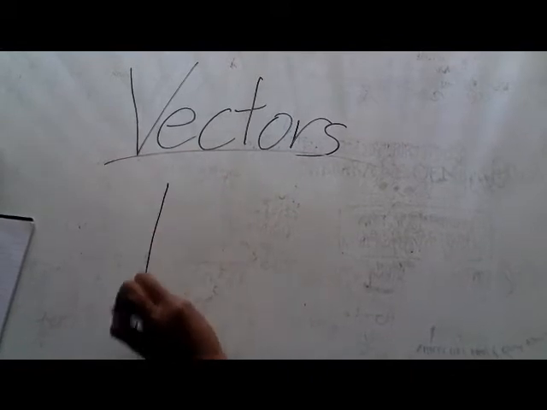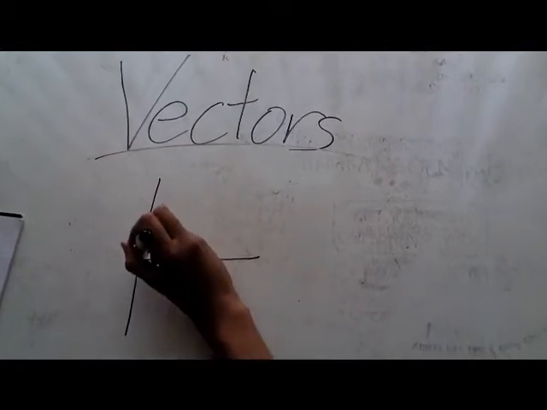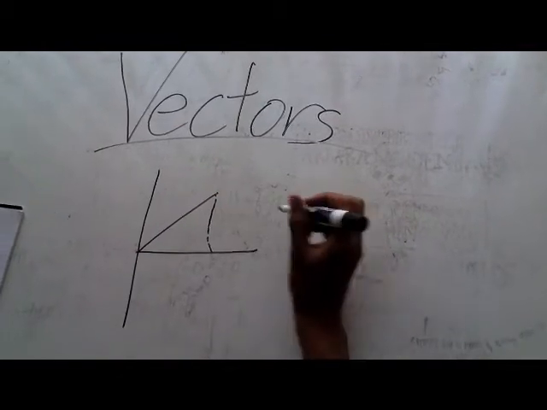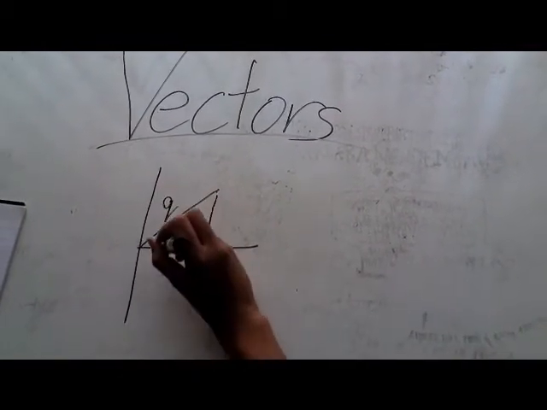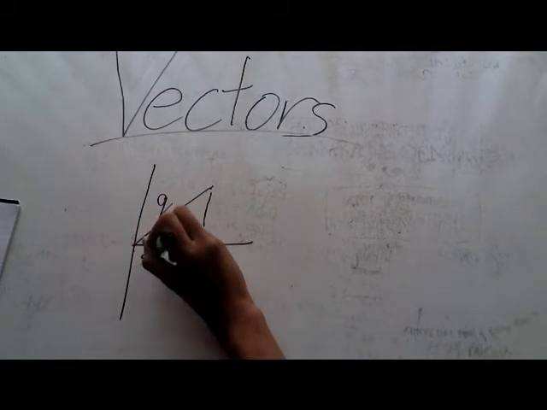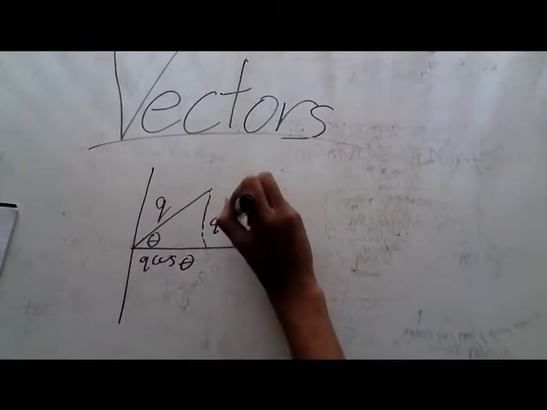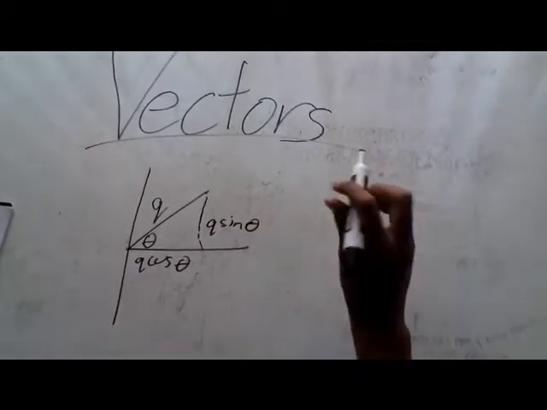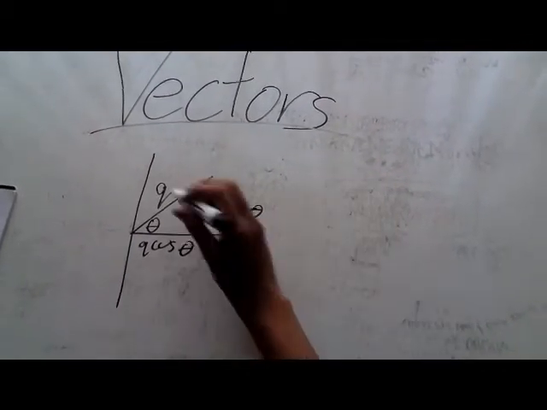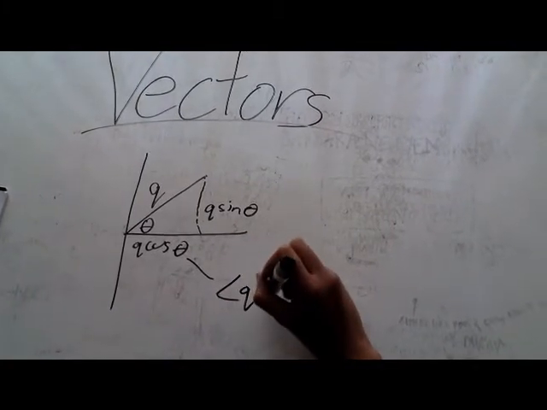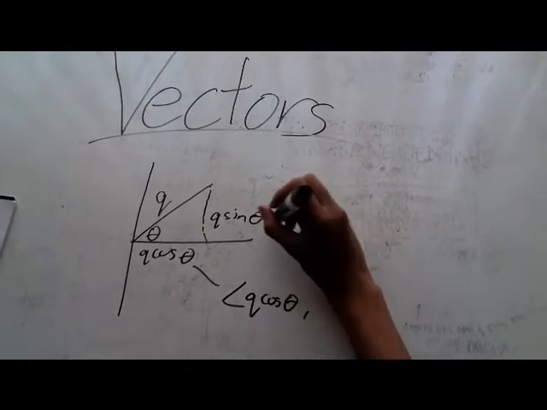Now let's see how we can interchange between the two parts. Let's take a look at this vector with magnitude q and direction theta. You can find the components using a simple trick. Just use q cosine theta and q sine theta, and those are the components. Cosine for horizontal and sine for vertical.